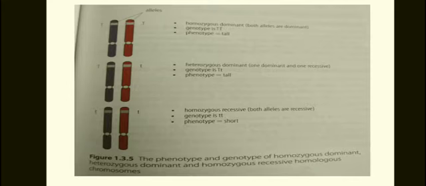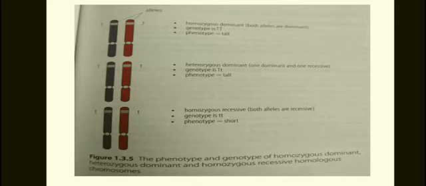Okay, so how do you write that? The genotype is written as TT. Both these are capital letters, uppercase. And the other one, right down here below, you have the first one, then the middle one, then the third one below, is homozygous recessive. Here in this diagram, we've got the phenotype and the genotype of homozygous dominant, heterozygous dominant, and homozygous recessive homologous chromosomes.